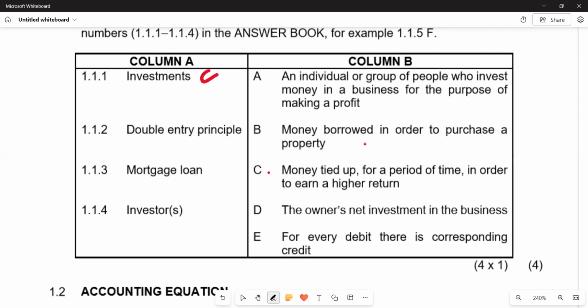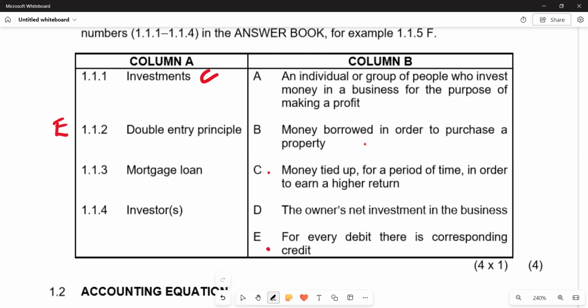Then 1.1.2, double entry principle. We know that the double entry principle explains that every debit entry has a corresponding credit entry, or you can say the opposite: every credit entry has a corresponding debit entry. That is what we call double entry. So if you go to the explanations, you see that E matches that explanation. So for 1.1.2, we present our E there.